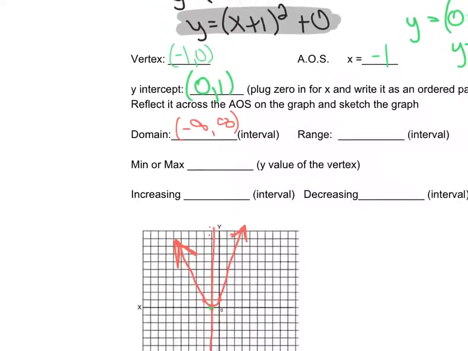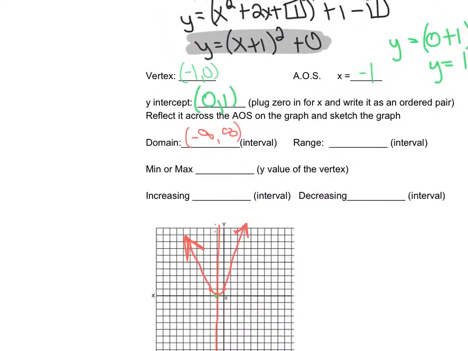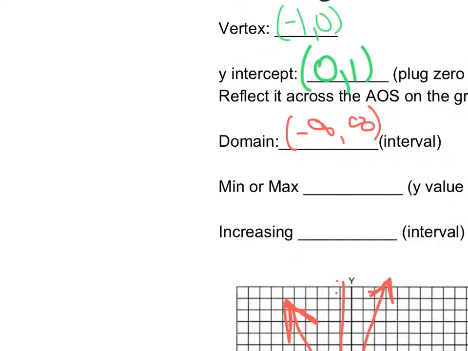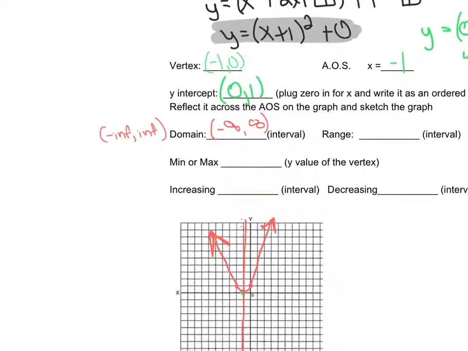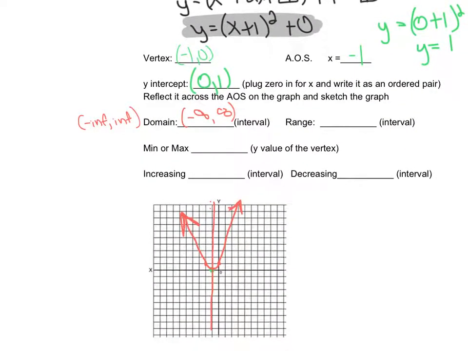And when you do your ClassKick with this, it does not have the infinity symbol available. So when you have to put it into your ClassKick, you're going to have to go with negative INF, comma, positive INF, like that. That's the same thing, and that's how you actually have to enter it into your ClassKick. Okay, so your domain is negative infinity to positive infinity.